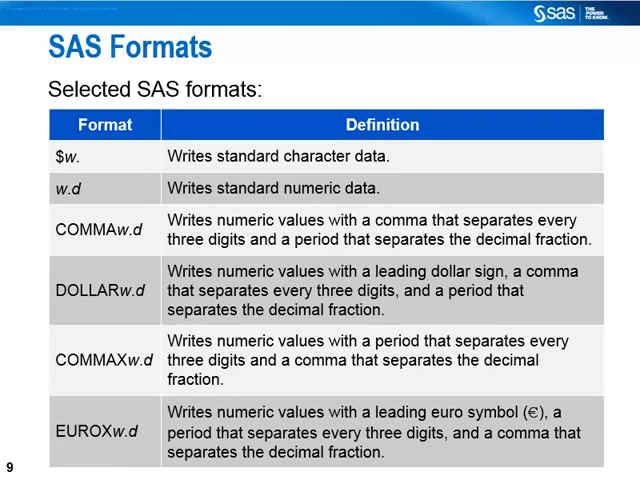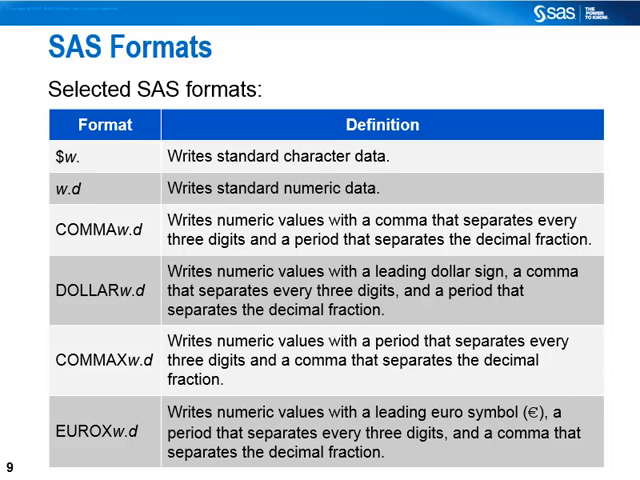Selected SAS formats are, for example, $W period, which writes standard character data. W.D writes standard numeric data. COMMAW period D writes numeric values with a comma that separates every three digits and a period that separates the decimal fraction. DOLLARW period D writes numeric values with a leading dollar sign, a comma that separates every three digits, and a period that separates the decimal fraction.